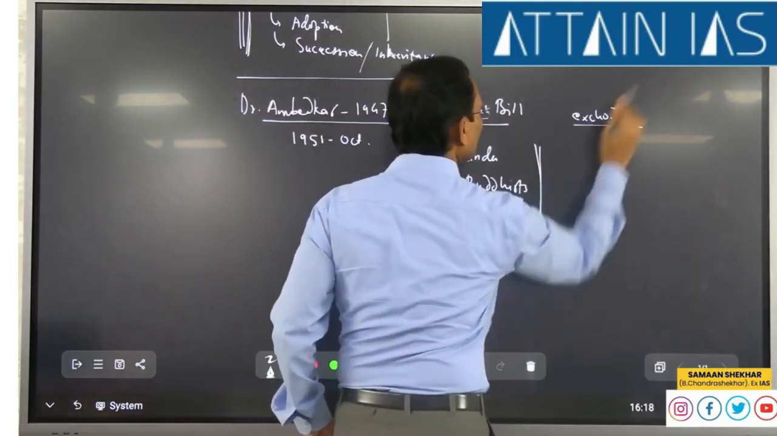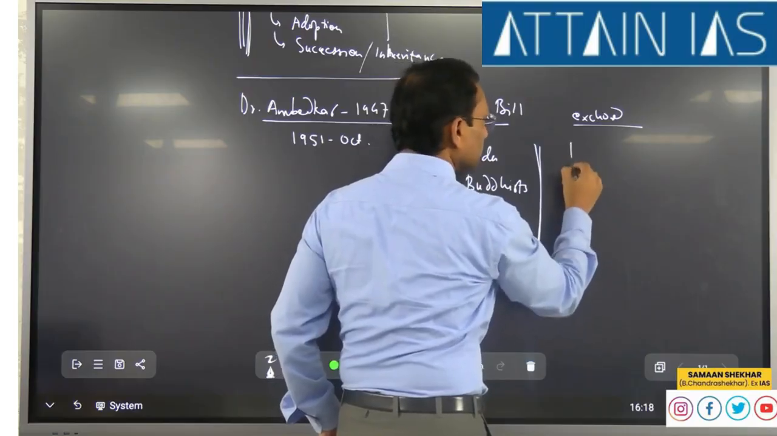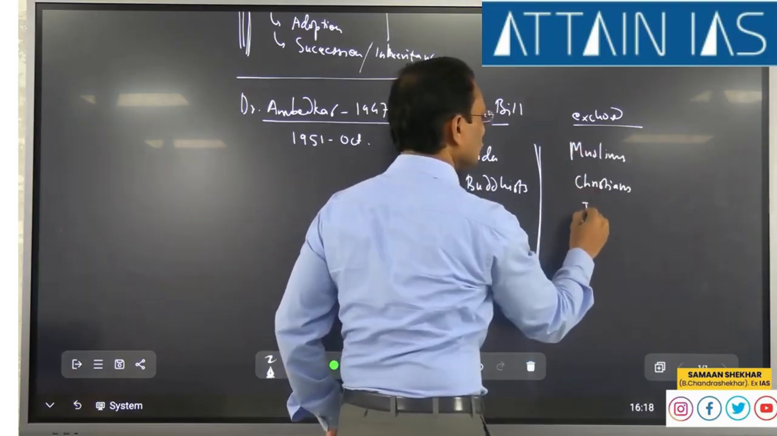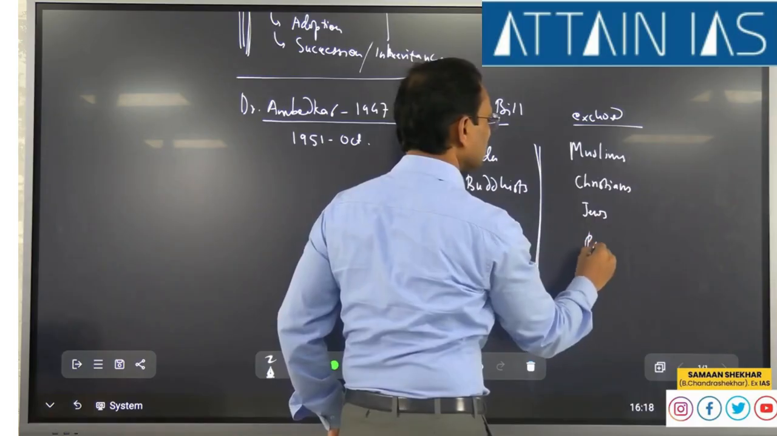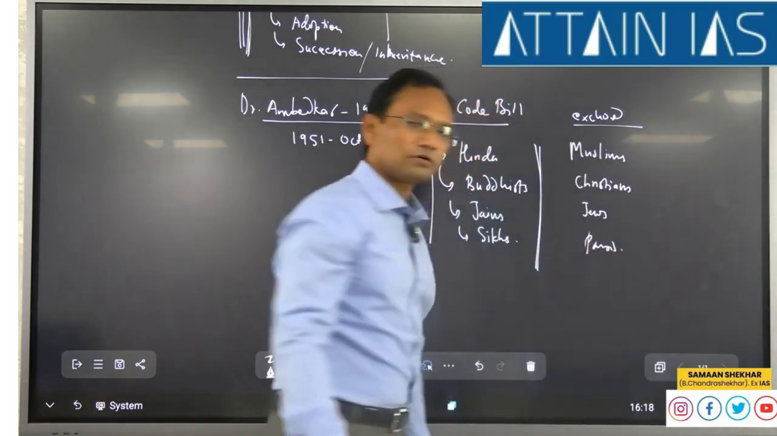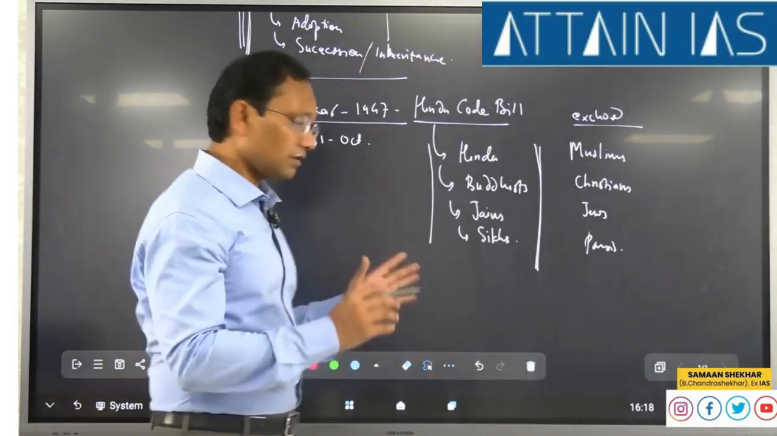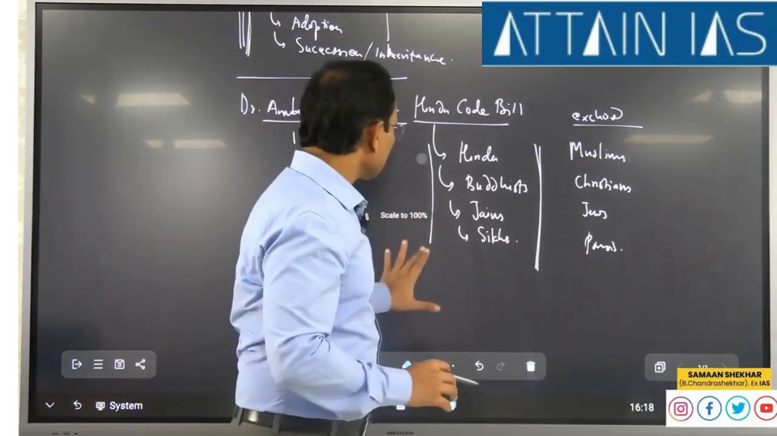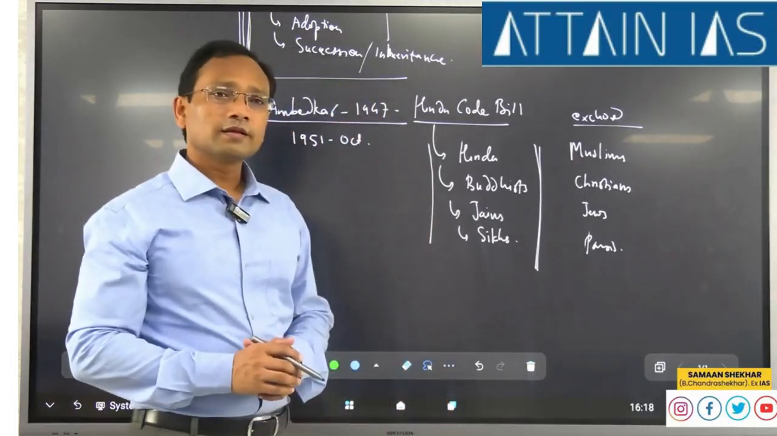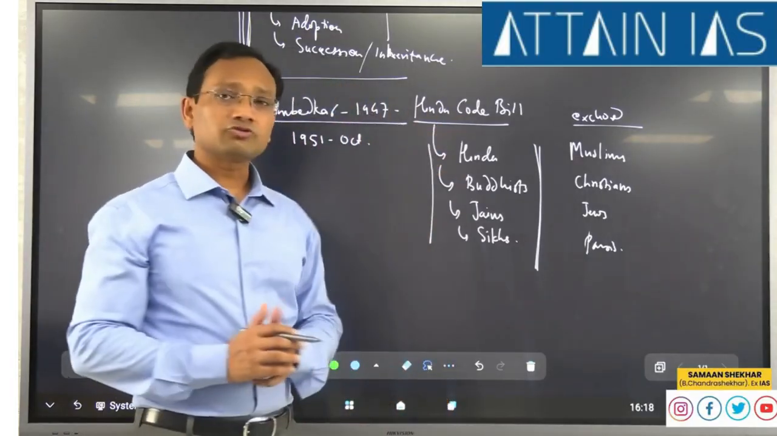The exclusion was the Muslims, the Christians, Jews, Parsis. They were not part of this code. Why was that? Maybe we will have to understand that. Let us first understand what this bill tried to do.